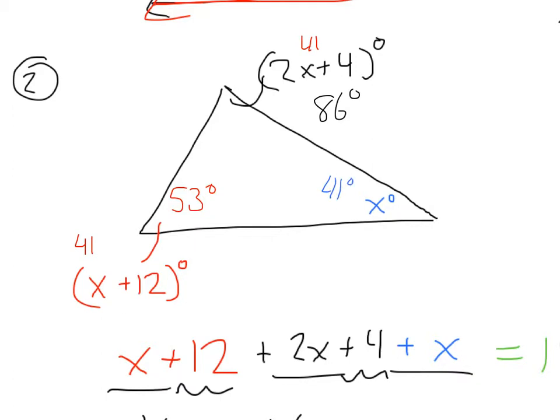Now how can we check our work? Well, if I add 41 to 86 and then add that to 53, I should get 180. And if you do that, you get 180. So these are the measures of all of those angles.